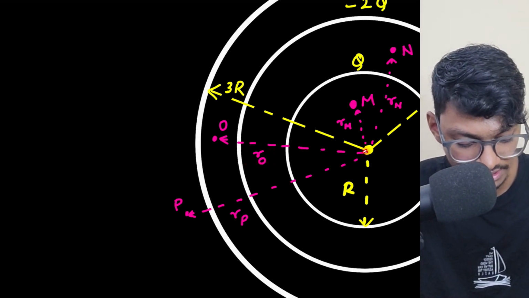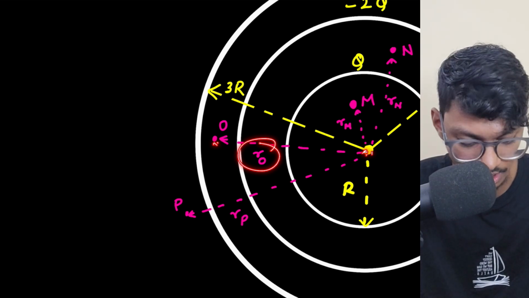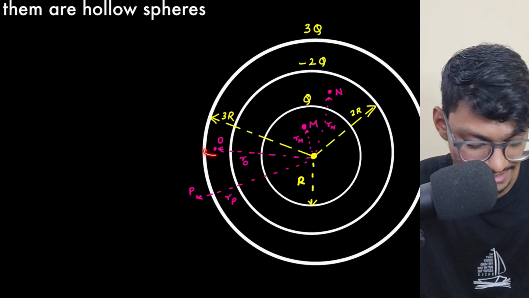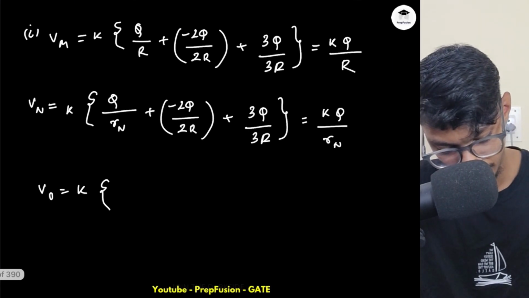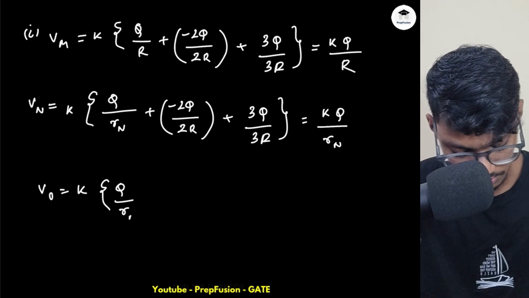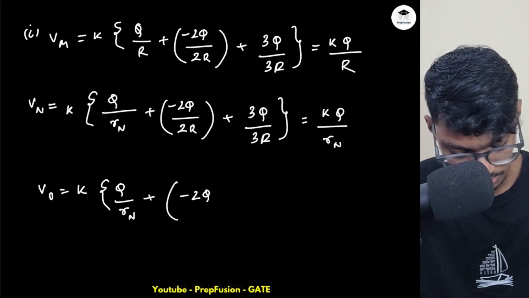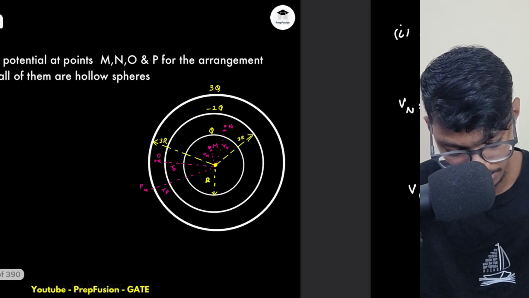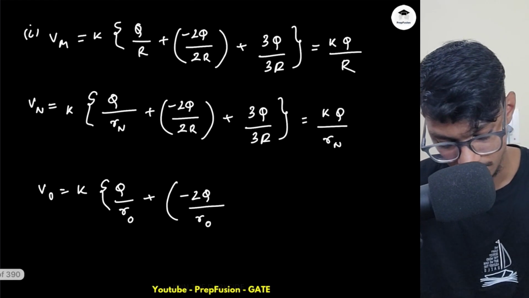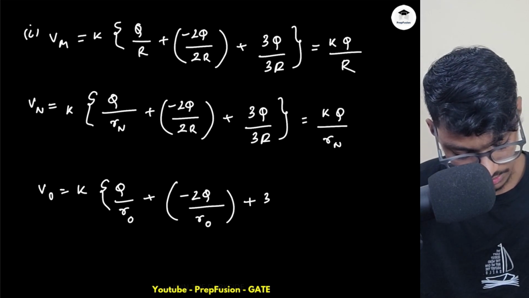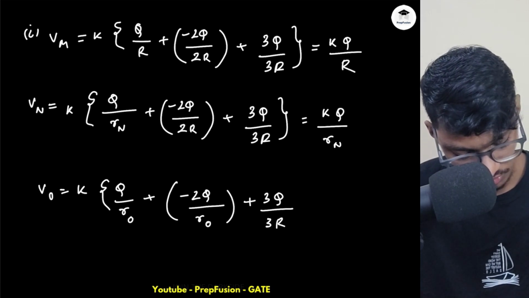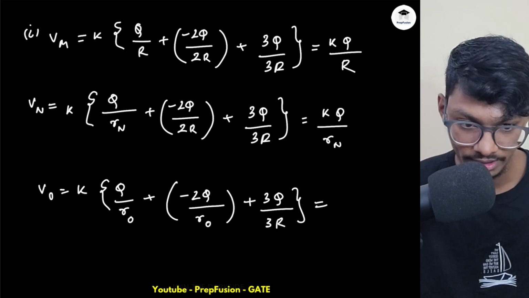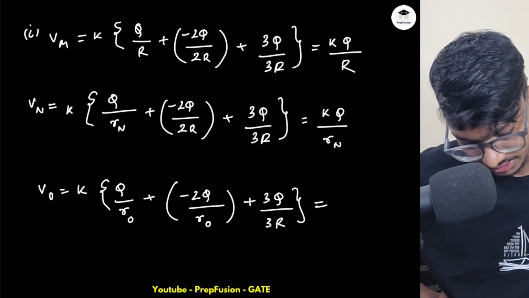As they are concentric, the distance from the center of the spheres to this point will be the same, that is RO. And for the third sphere, it will depend on the radius of the third sphere because the point is inside the third sphere. So this will become Q by RO plus minus 2Q by RO, distance from the center is RO, plus 3Q by 3R. This will remain the same. So this will become minus Q by RO.